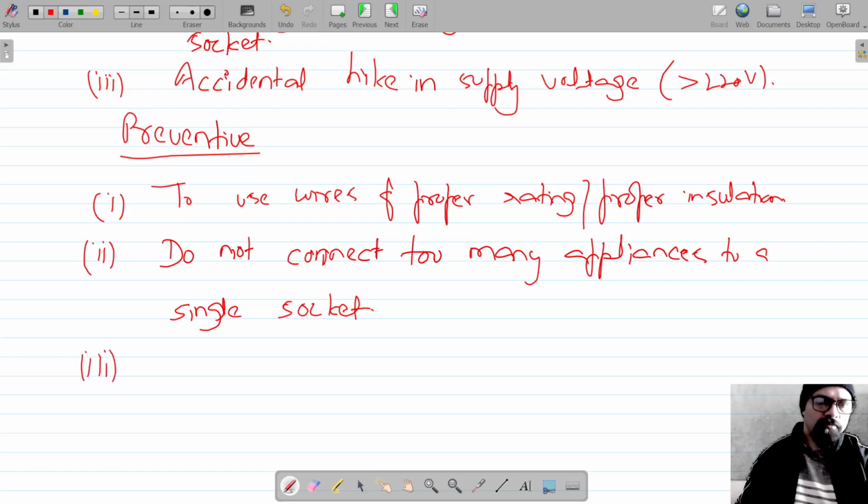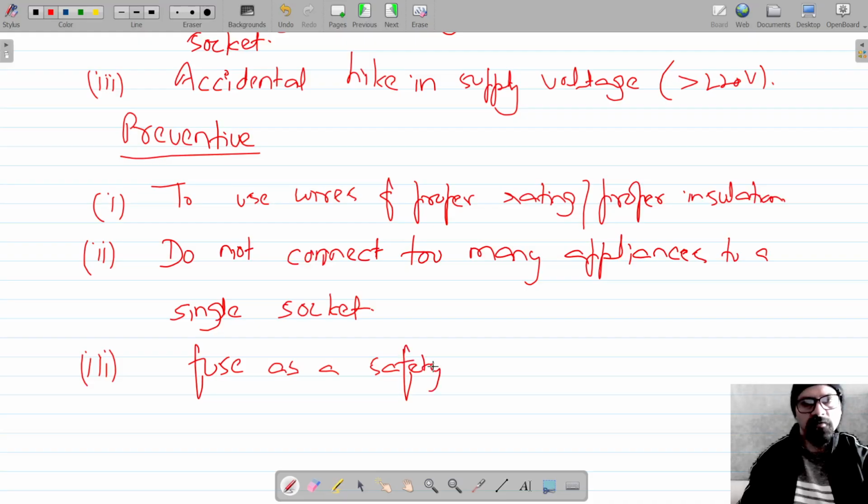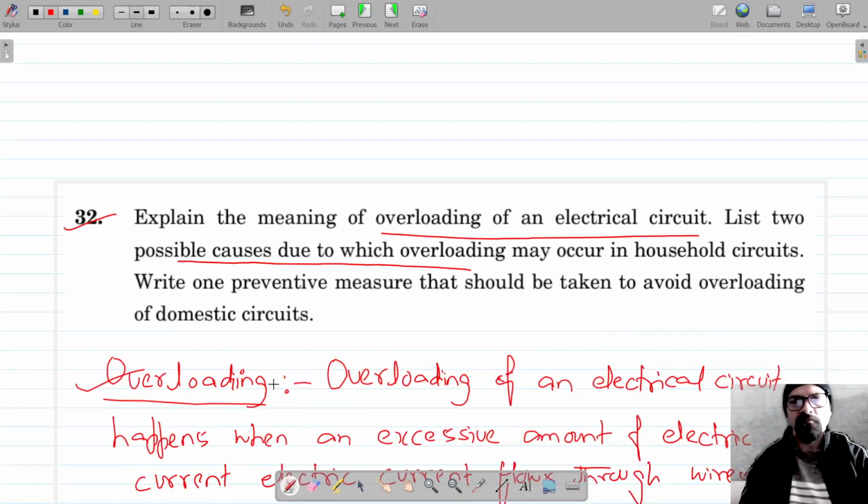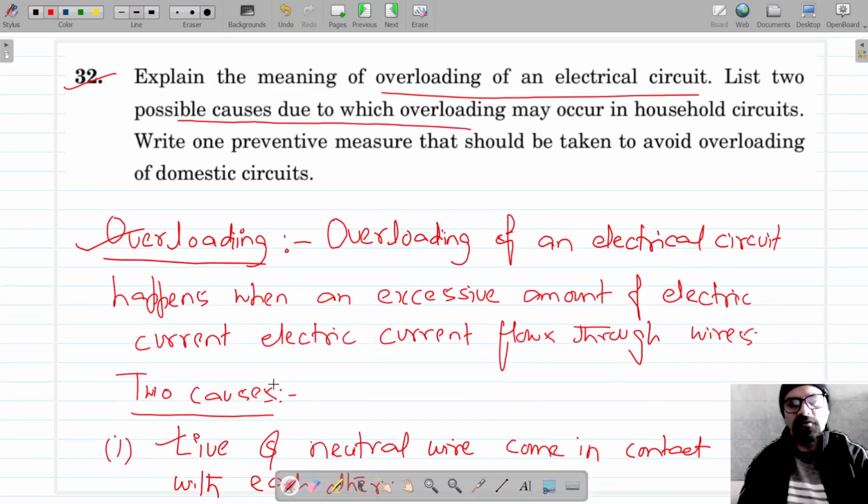Okay, and what could be the third preventive measure? We have to use a fuse as a safety device, so that whenever the temperature increases due to excessive current, the fuse wire melts and breaks the circuit. So this is exactly how you should answer this question. And let's move on to the next one.